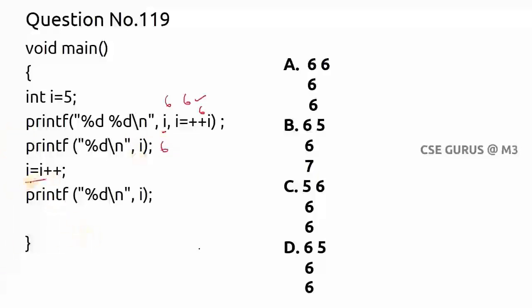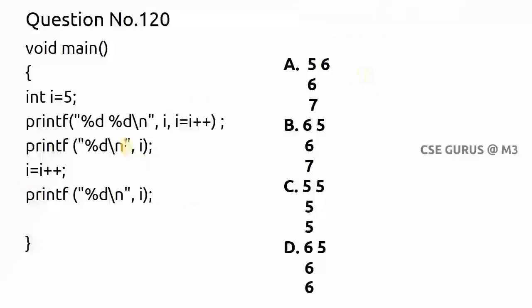Now what about this one? Again it follows the same constraints whatever I told you. What is the recent I value? 6 only will be taken here. It's not 7. Remember this point also. So here also the same conditions are applied. So which is the answer? 6666. So option A is correct.